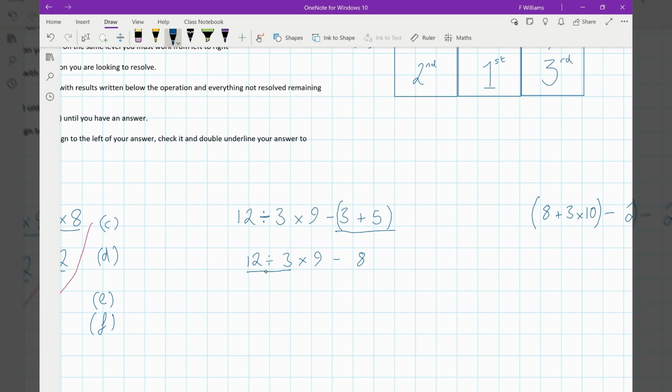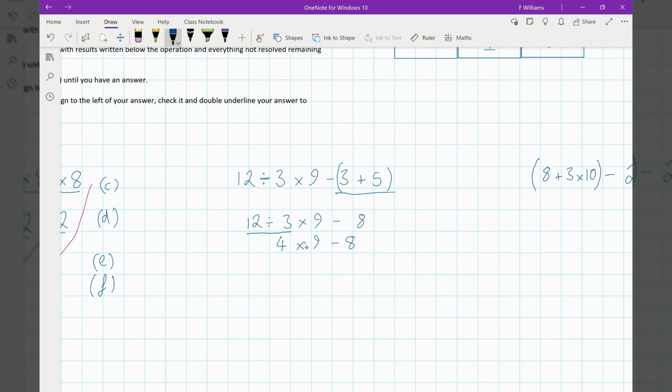So I'll underline my 12 times 3. Sorry, 12 divided by 3. 12 divided by 3 is 4. I then must write down everything I haven't resolved. Okay, the next one I have multiplication and subtraction left, so I must do this multiplication here. 4 multiplied by 9 is 36. I'll then keep the minus 8.